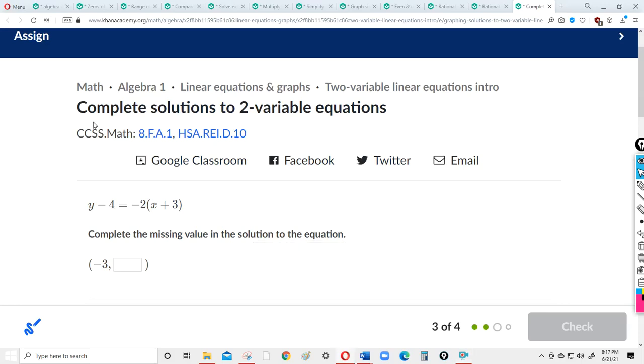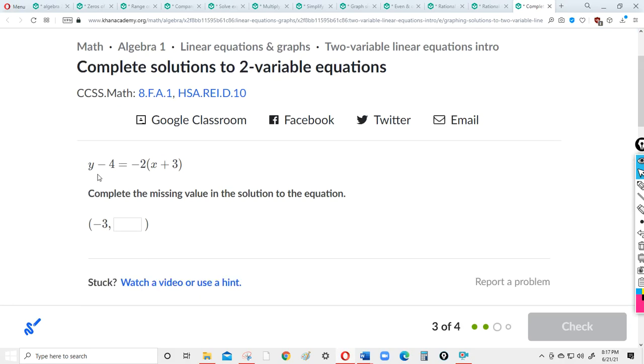Alright, this will be for the assignment, complete solutions to two variable equations. So they give us the equations here with an x and a y, okay, and they want us to complete the missing value in the solution to the equation. Now remember, when they give us coordinates, the first number is the x and the second number is the y.